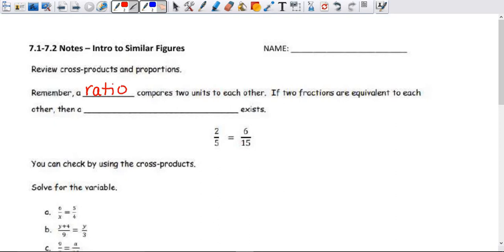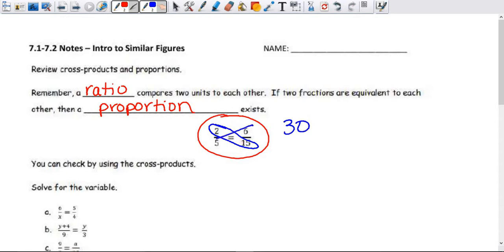compares two units to each other, and if two fractions or ratios are equivalent to each other, then a proportion exists. So this right here is an example of a proportion. You have two ratios, 2 to 5 and 6 to 15 set equal. Now if you remember, we would normally cross multiply here, so 2 times 15 is 30, and then we can check 6 times 5 is also 30. So that is an accurate proportion.